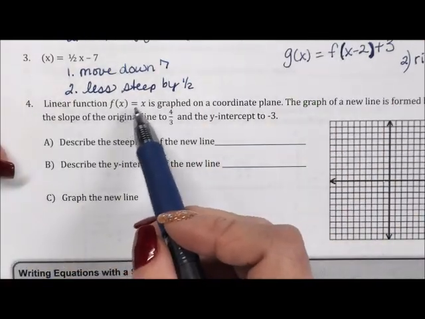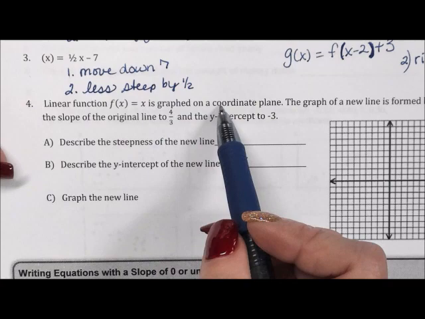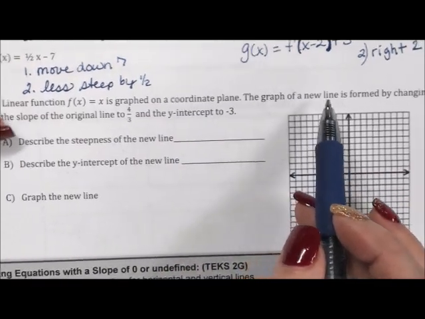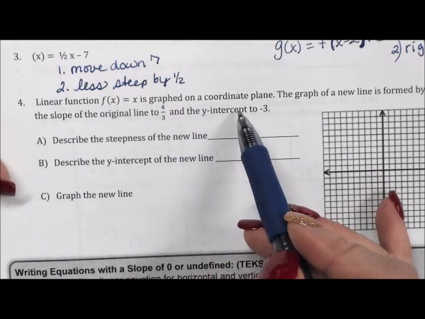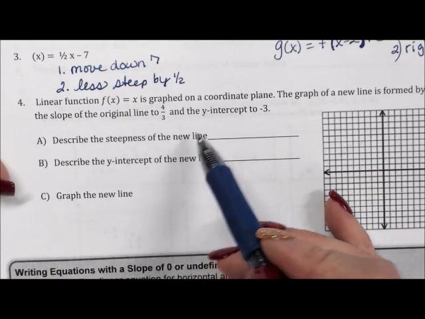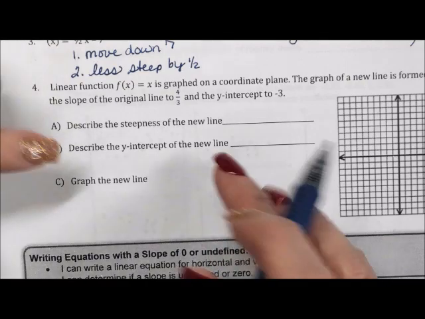So a linear function f of x equals x is graphed on the coordinate plane. The graph of the new line is formed by changing the slope of the original line to 4/3 and the y-intercept to -3. Describe the steepness of the line. Graph the new line, describe the y-intercept.